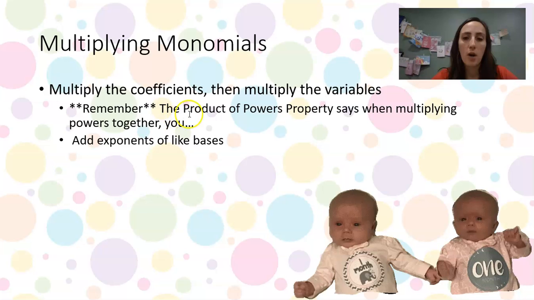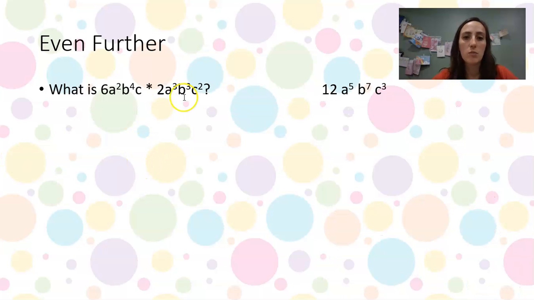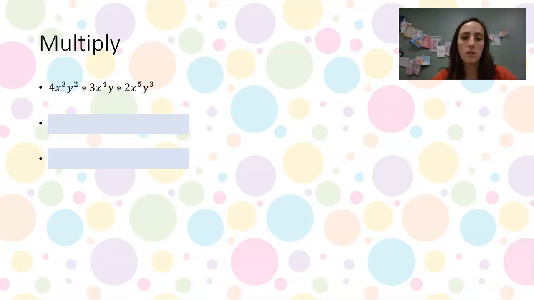Keep in mind the product of powers property says when you multiply products together, you are adding exponents of like bases. So taking us back to this one right here, when I did a squared times a cubed, I did 2 plus 3, that's how I got a to the 5th. Same thing with my b to the 4th, b cubed to get b to the 7th. Same thing with my c to the 1st, and c squared to get c cubed.